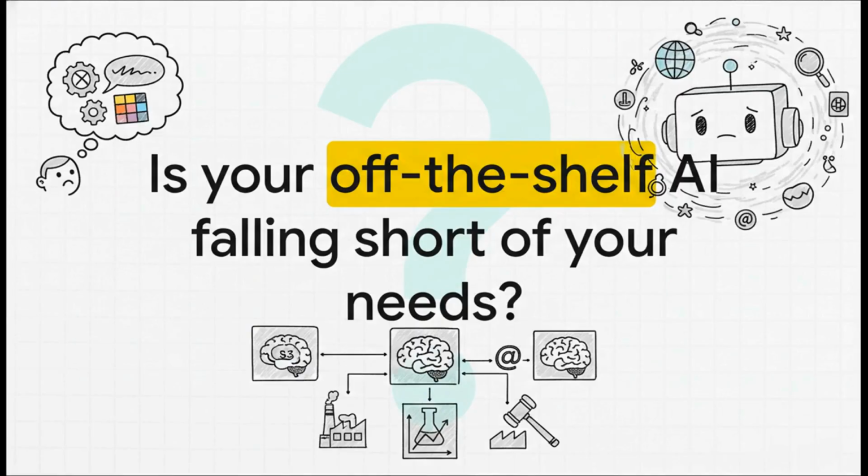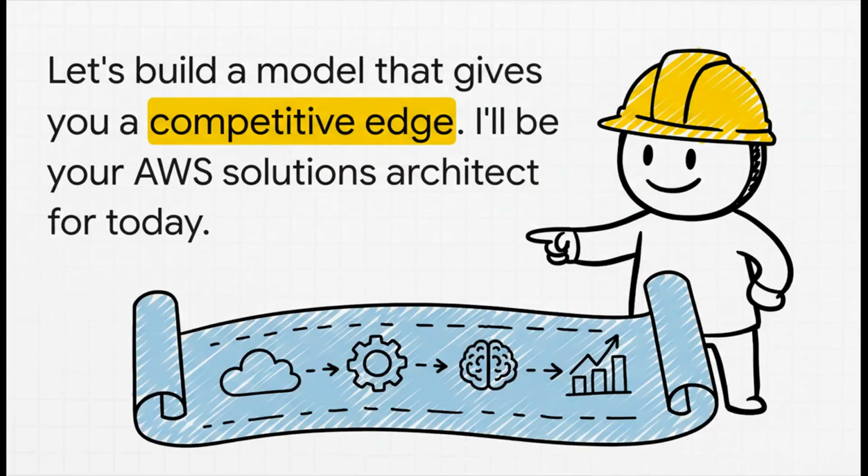So let me ask you, does your current AI model ever feel like it's just missing the mark? Maybe it stumbles over your industry's specific jargon, or the tone it uses just doesn't sound like your brand. It happens all the time. I mean, these foundation models are incredibly smart. They've been trained on practically the whole internet. But the thing is, they don't know the first thing about your specific world. And that's exactly where customization comes into play.